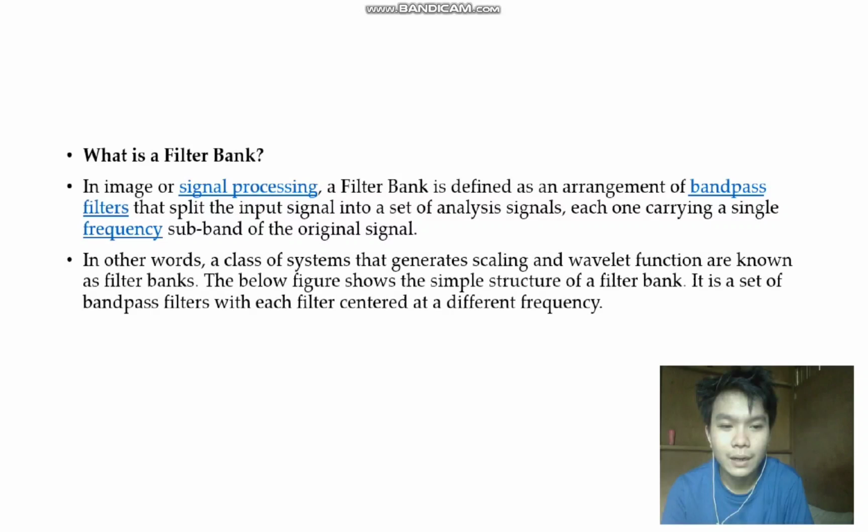So, what is a filter bank? We're going to define what a filter bank is. In signal processing, a filter bank is defined as an arrangement of bandpass filters that split the input signal into a set of analysis signals, each one carrying a single frequency subband of the original signal. So, a filter bank is a set of bandpass filters that split the input signal, each one carrying a single frequency subband of the original signal.